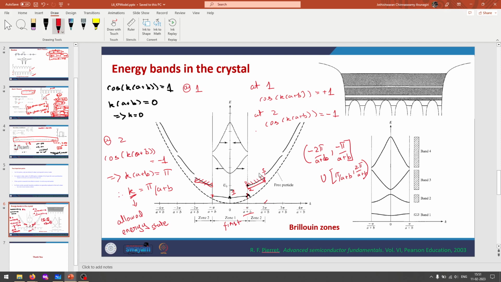Yes, sir. So these are the Brillouin zones. The Brillouin zones are simply the allowed ranges of k values for the Kronig-Penney model in this case. Now, the question was asked regarding the 2D material.